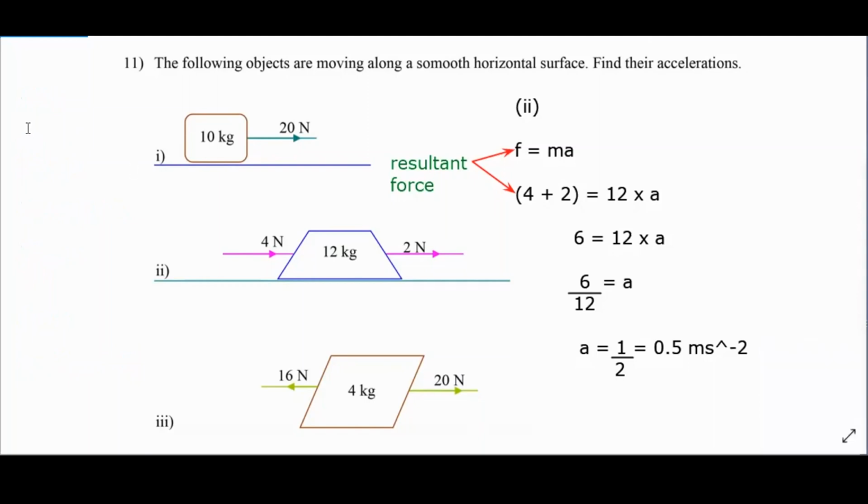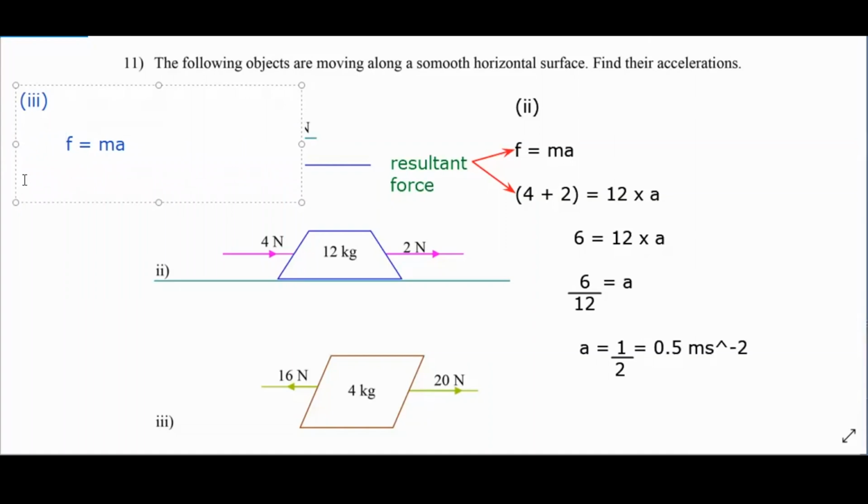Right. For Roman number 3, let me apply the equation again. F equals MA. Right. Now, somebody under the mic can tell me the number of forces acting on the third object here. 2, sir. 2 forces. Are they acting in the same direction or opposite direction? Opposite direction, sir.